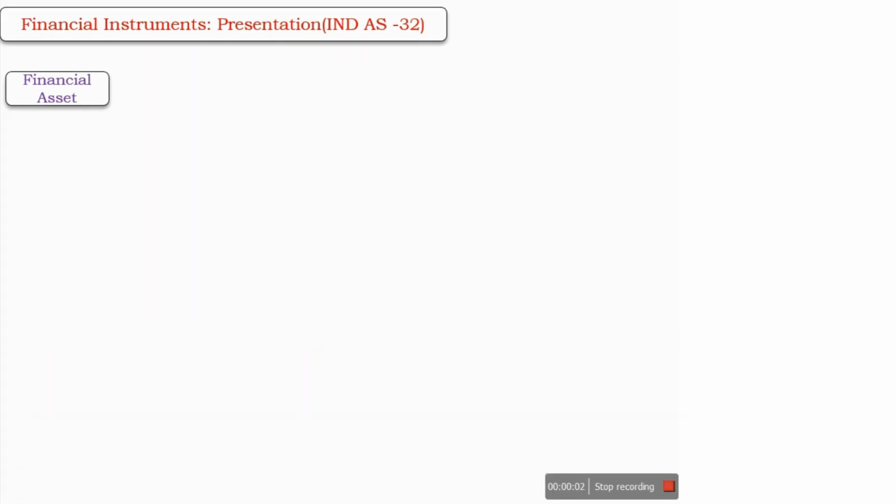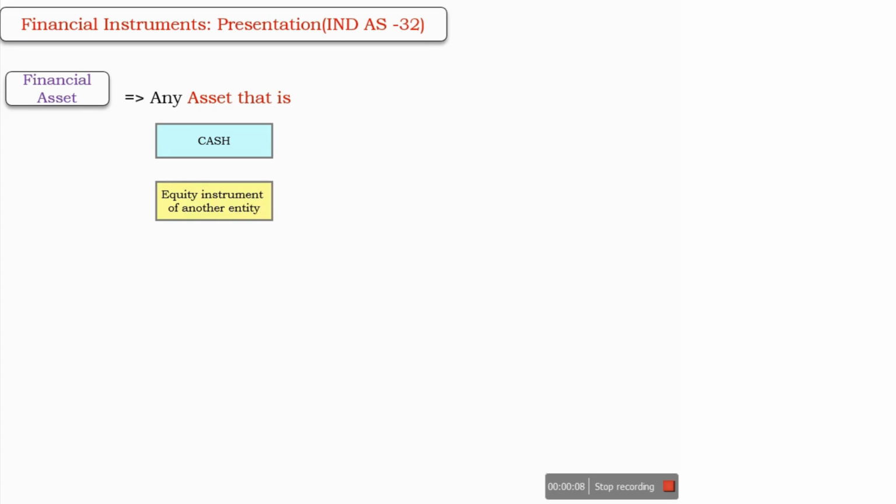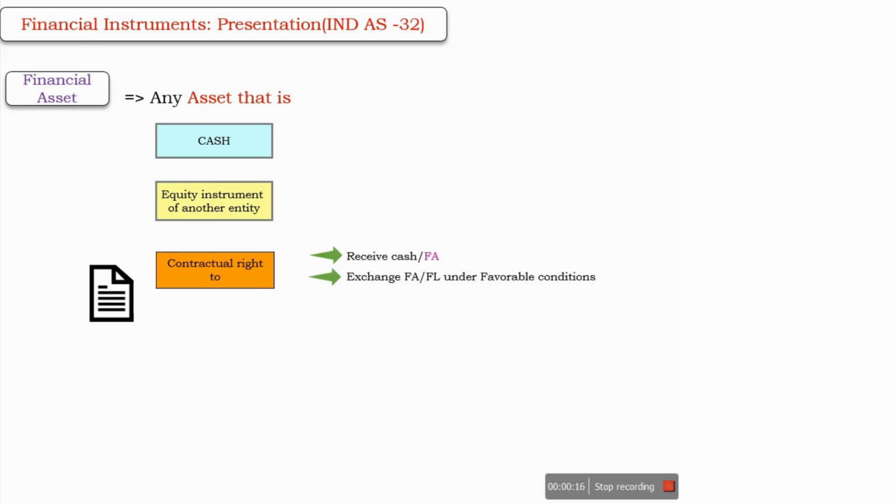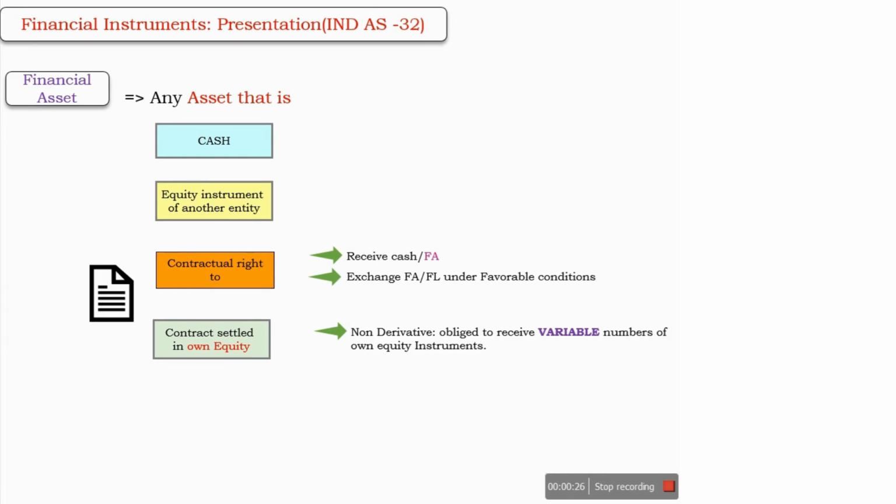A financial asset is any asset that is either cash, or an equity instrument of another entity, or a contractual right to receive cash or financial assets, or to exchange financial assets or financial liabilities under favorable conditions, or it may be a contract that may be or will be settled in own equity. In the case of a non-derivative, the entity is obliged to receive a variable number of own equity instruments, and in the case of a derivative, it will be settled other than by a fixed amount of cash, financial assets, or own equity.